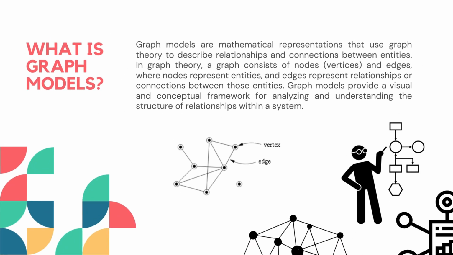What are graph models? Graph models are mathematical representations that use graph theory to describe relationships and connections between entities. In graph theory, a graph consists of nodes known as vertices and edges, where nodes represent entities and edges represent relationships or connections between those entities. Graph models provide a visual and conceptual framework for analyzing and understanding the structure of relationships within a system.